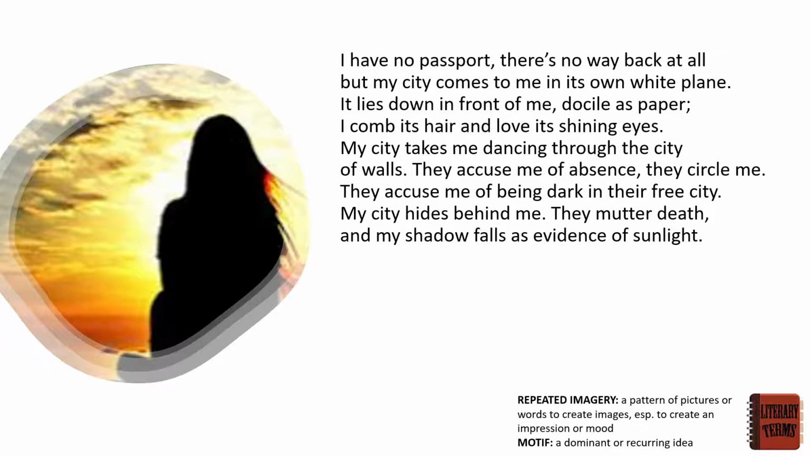They accuse me of absence. They circle me. They accuse me of being dark in their free city. My city hides behind me. They mutter death. Now I deliberately emphasise that word "they", hopefully you could hear that, because that repetition is obviously there very purposefully. So Carol Rumens is deliberately choosing to repeat that word "they", and the word "they" is anonymous. We don't really know who they are, and it creates this very strong sense of them and us, of her as the speaker seeming quite vulnerable to who these people are.